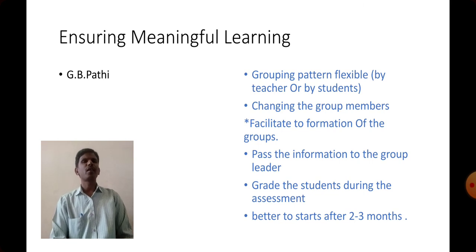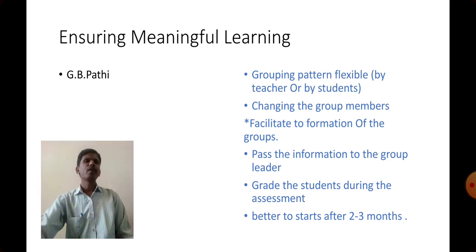Next, the teacher cannot pass the information to all the group members individually, so it is a risky process. So he has to appoint a group leader, and convey the information to the group leader to be given to all the group members. So this is one thing we have to remember. That means pass the information to the group leader only, and ask the students to get the information from the group leader.